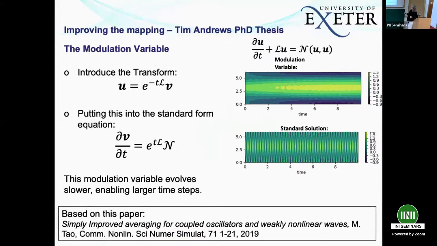This is the work of Tim Anders. This is the transformation or the mapping that I was showing you about, and then you put it into a standard form and you get something like this. This is Tim's slide, and you can see this is the modulated space. This is also for a 1D shallow water equation, and you can see how many oscillations are in the real solution down here. So this is where we want to time step.